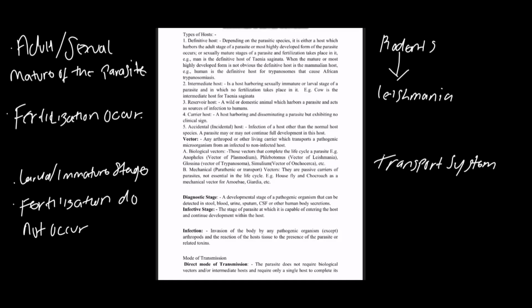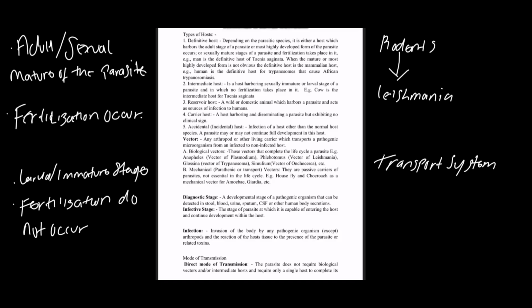Alright, then we have two stages of parasite, which are the diagnostic stage and the infective stage. The diagnostic stage is the stage when we can detect the parasite in the stool, blood, or urine during laboratory examination. Then the infective stage of the parasite, from the word infecting, is the stage that the parasite has the tendency to enter a host and continue to develop there.